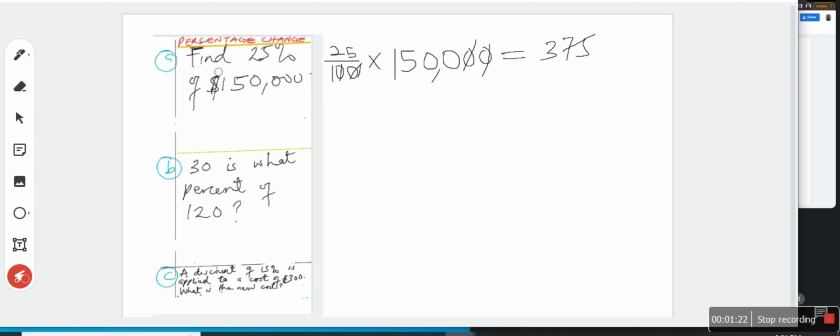1,500. What is left is now 25 times 1,500. And that would be $37,500. Okay, $37,500. All right. Okay, now how did you do this? B, 30 is what percentage of 120?